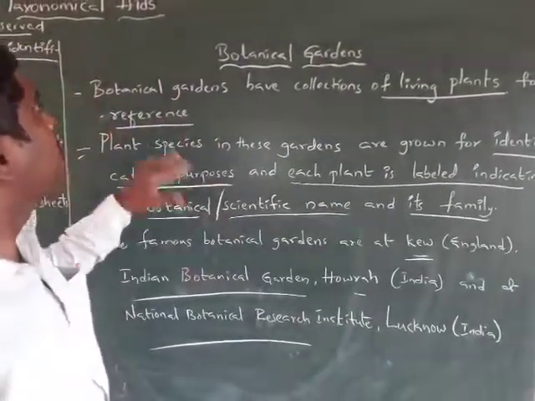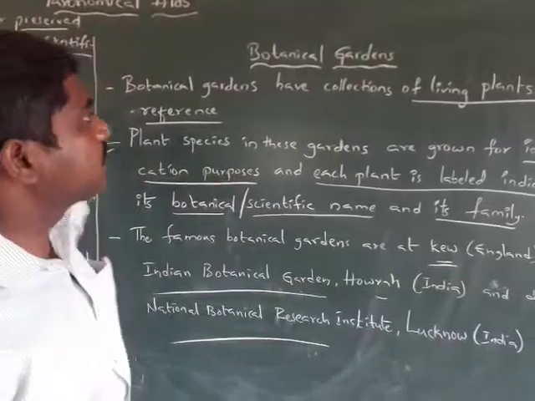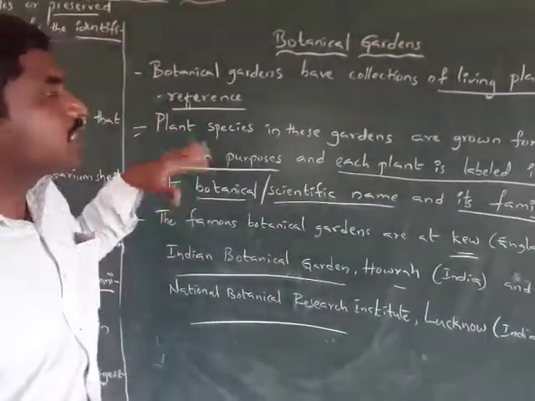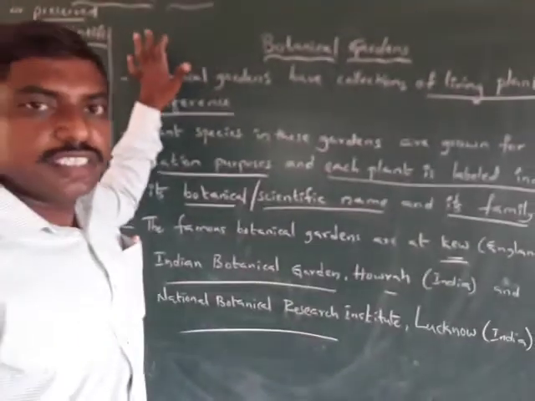These are the taxonomical aids: one is the herbarium and the second one is the botanical garden. These are the taxonomical aids we have discussed.